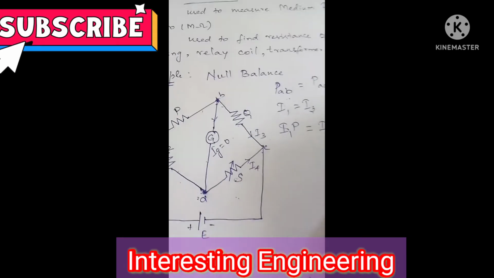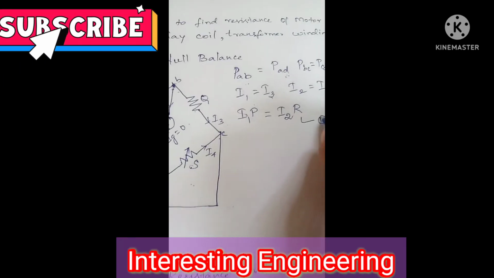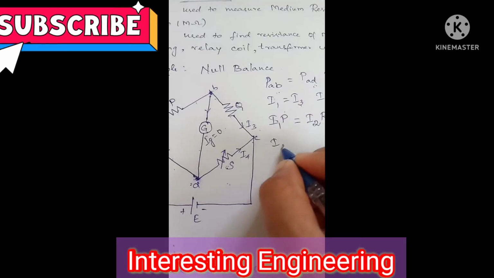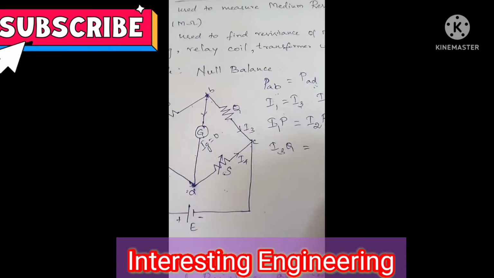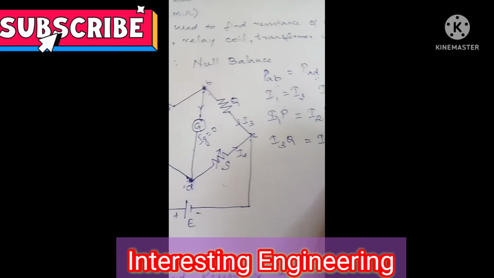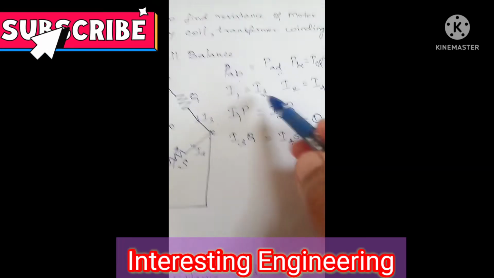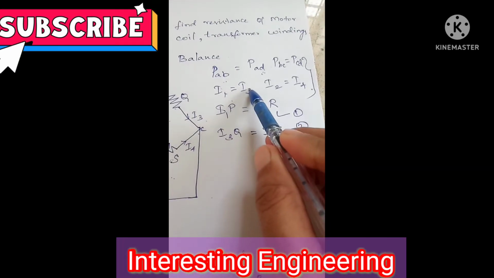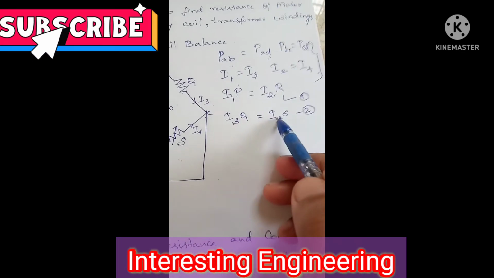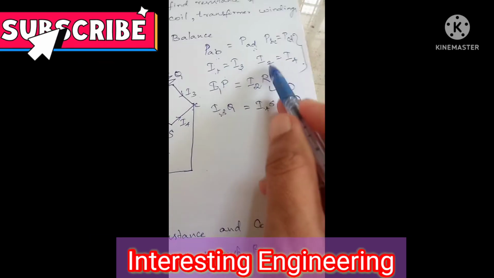So this is, let me consider it as equation number 1. Then comes equation number 2, which is nothing but I3 into Q is equal to I4 into S. This is equation number 2. So as I said earlier, I1 is equal to I3 and I2 equal to I4. So I am replacing I3 and I4 by I1 and I2.